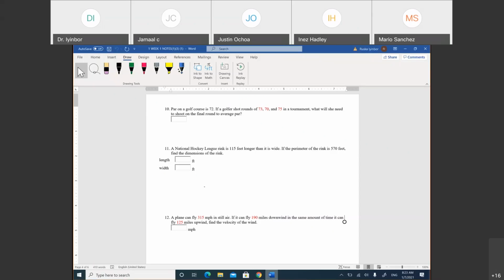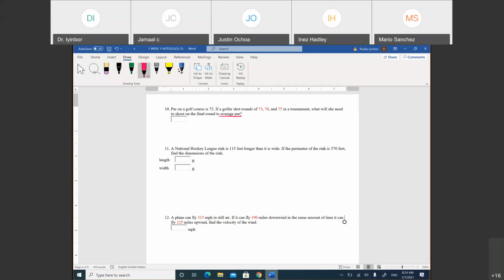Okay, so now number 10: par for a golf course is 72. If a golfer shoots rounds of 73, 70, and 75 in a tournament, what will she need to shoot on the final round to average par? So this is the keyword here, average. Do you guys know how to find the average? To find the average of something, you add everything together and divide it by how many there are.